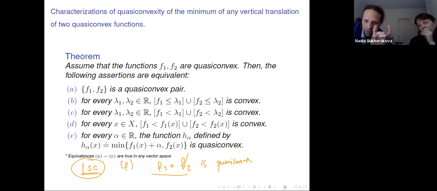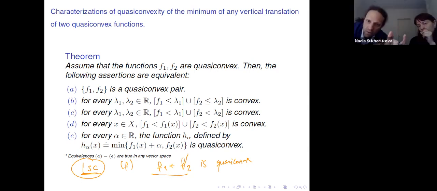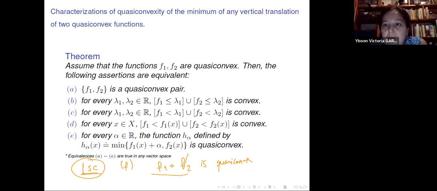F1 and F2 are a quasi-convex pair, yes, and F2 and F3 are also a quasi-convex pair, yes. Then can you conclude that F1 and F3 is a quasi-convex pair? Yes. Yes. Okay, thank you.